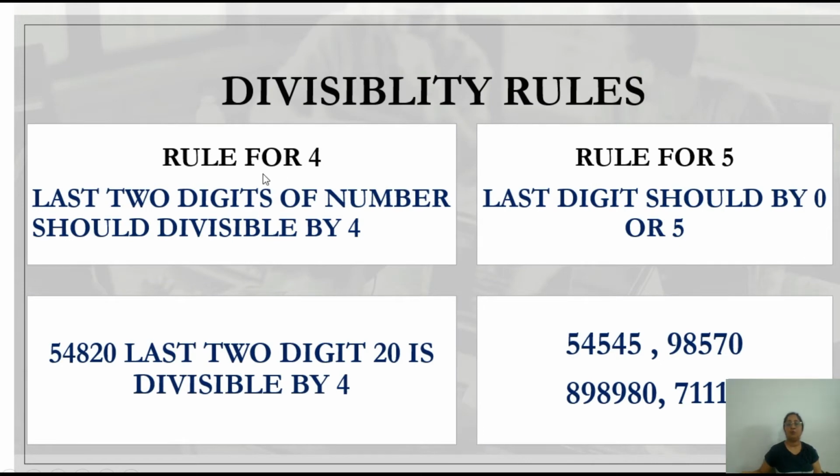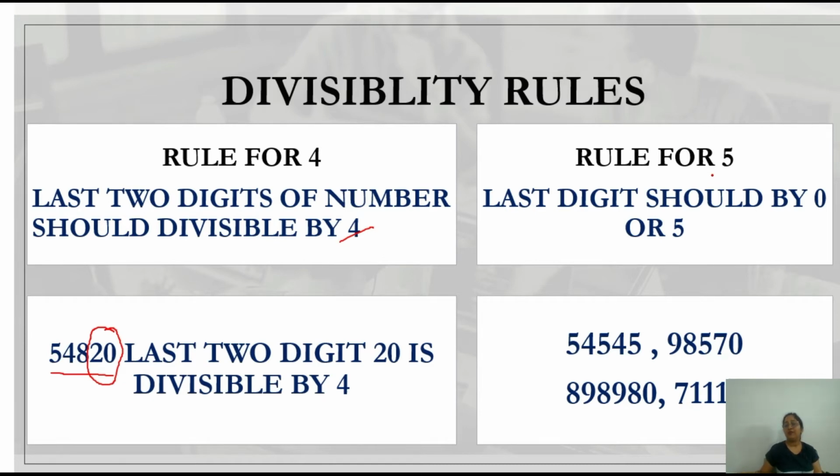Divisibility rule of 4: the last two digits of a number should be divisible by 4, right? Like in this number, we will check the last two digits. This is 20. So it is divisible by 4. It means the whole number is divisible by 4. So it's very easy. If we have to check whether a number is divisible by 4 or not, we will see the last two digits. If the last two digits are divisible by 4, then the whole number is divisible by 4.